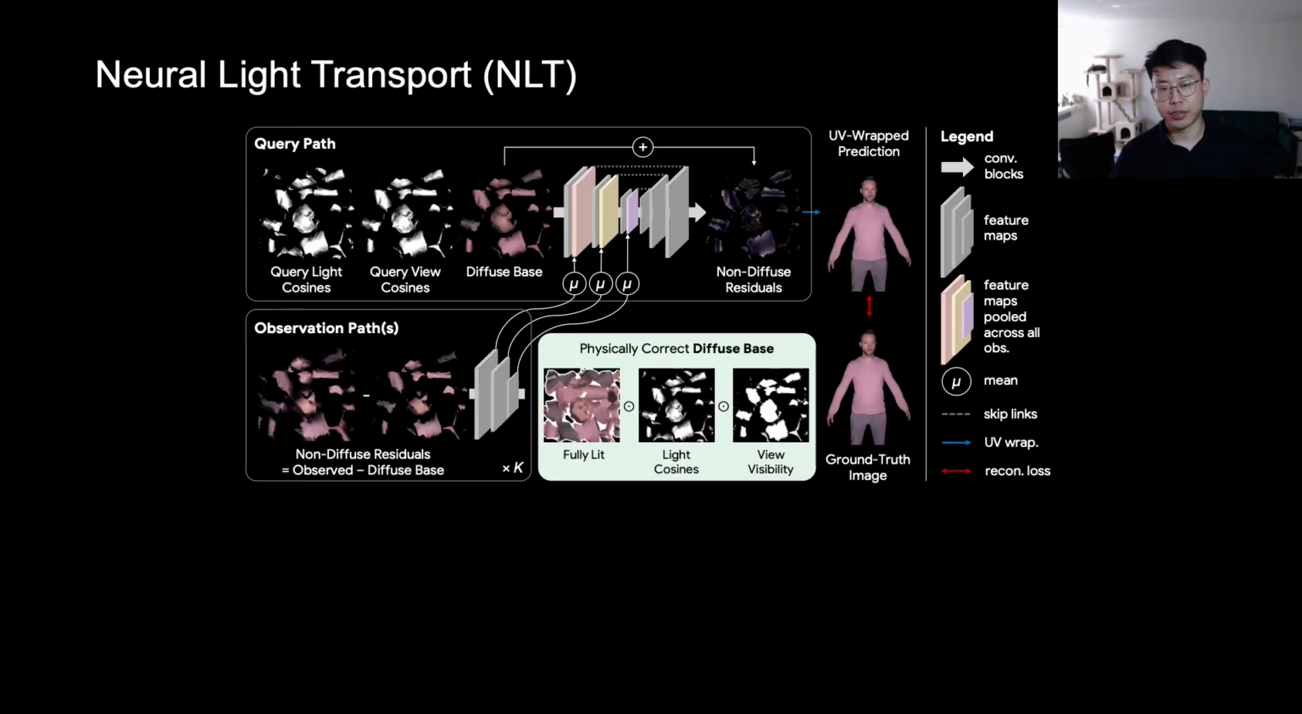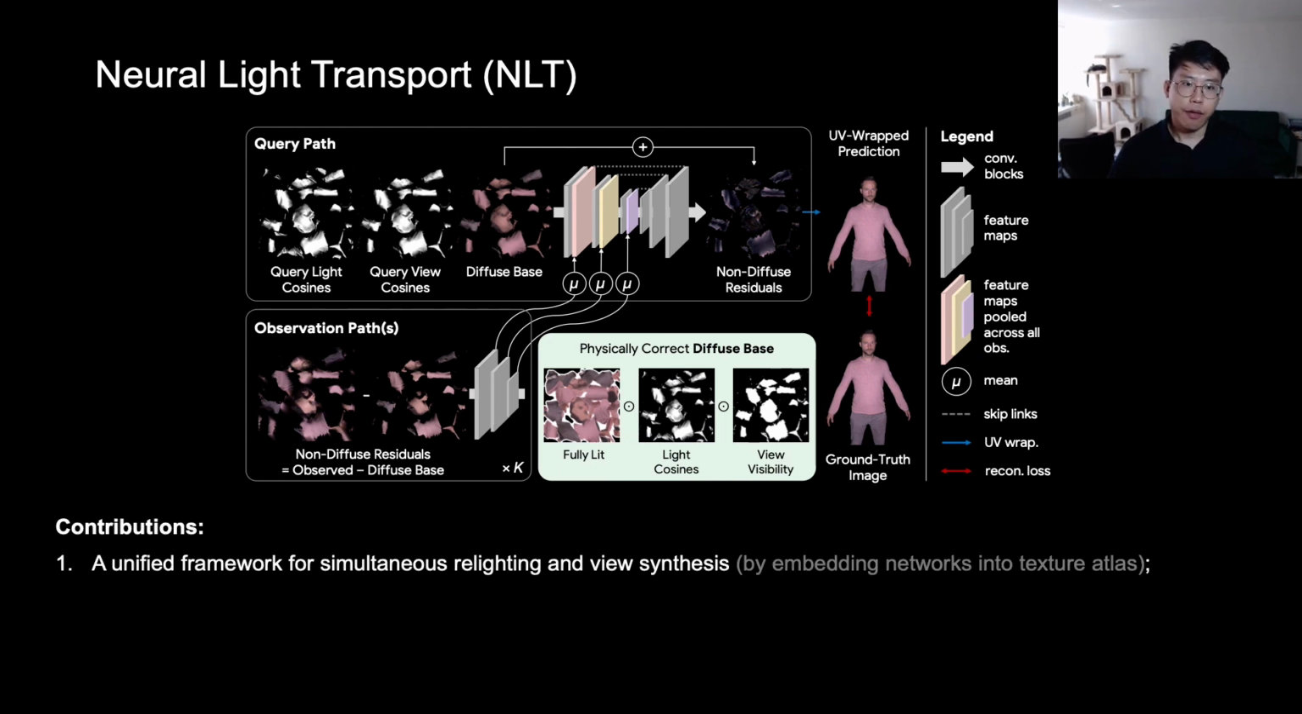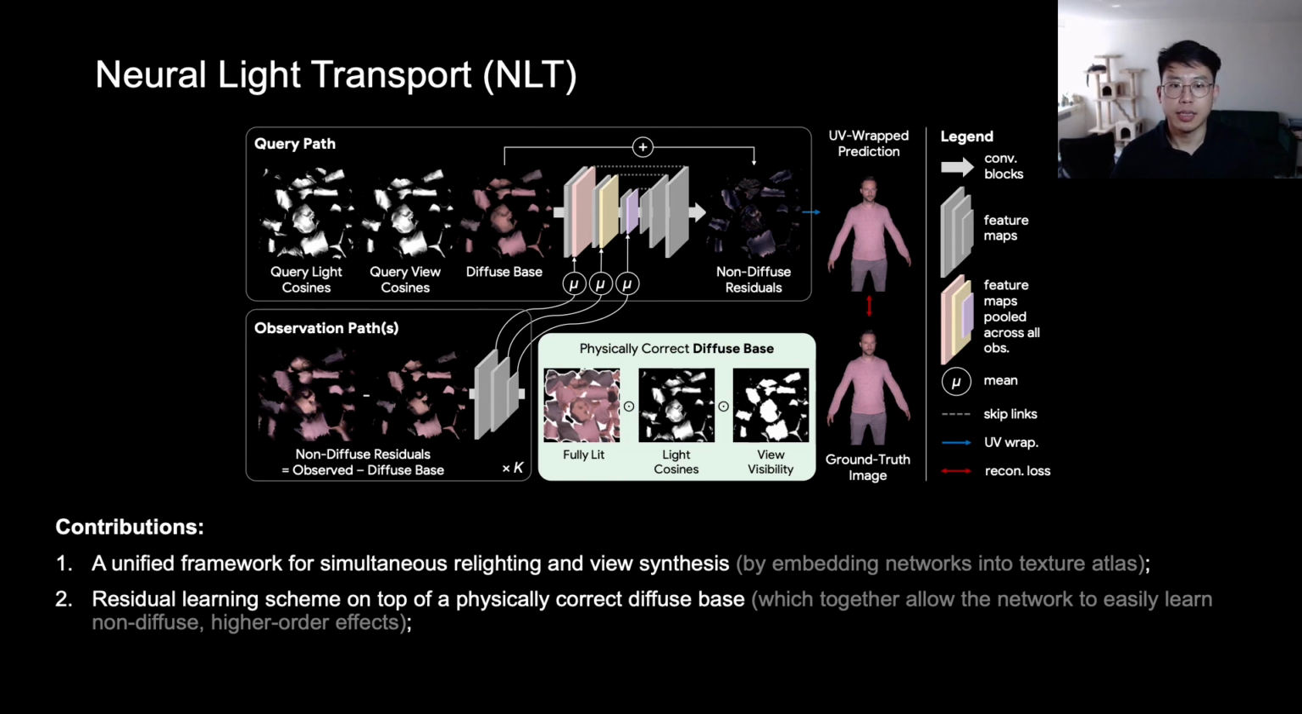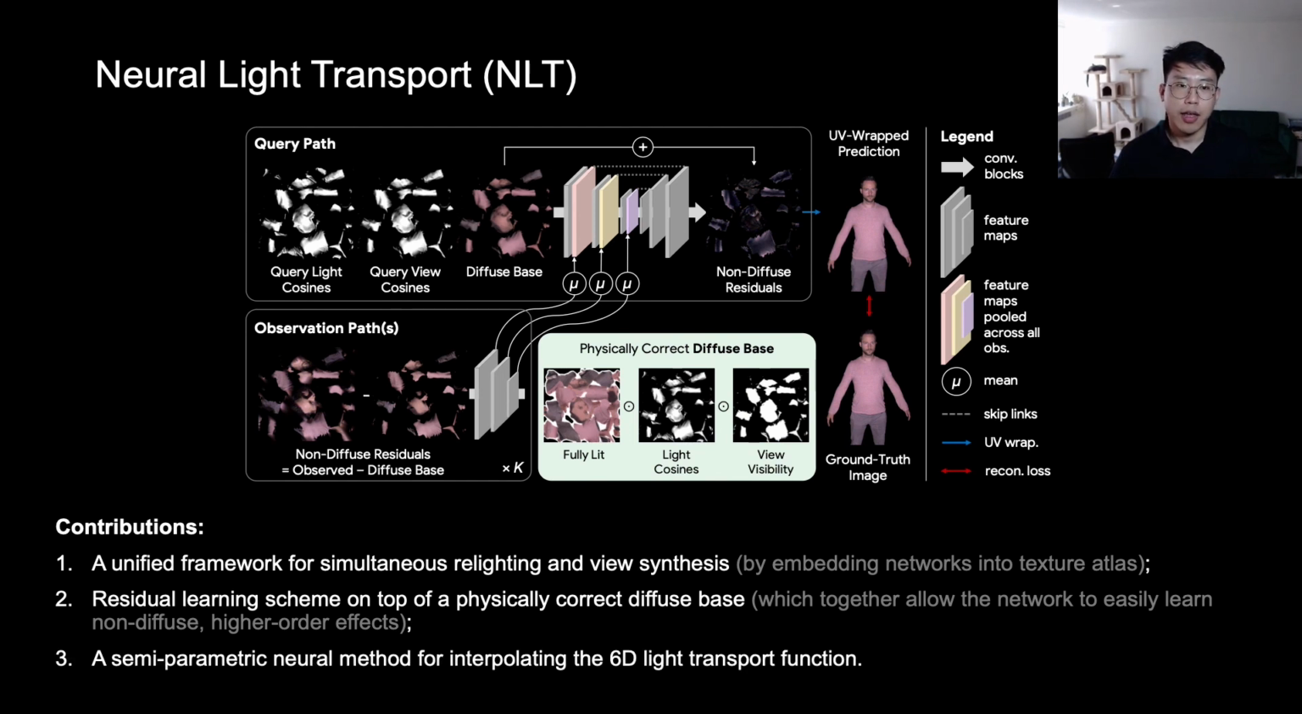So to summarize, we have three contributions. Firstly, we've presented a unified framework for simultaneous view synthesis and relighting by embedding networks into the texture atlas. Second, this is a residual learning scheme on top of a physically correct diffuse space, which together allow the network to easily learn non-diffuse, higher-order light transport effects. Third, this is a semi-parametric neural method for interpolating the 6D light transport function.